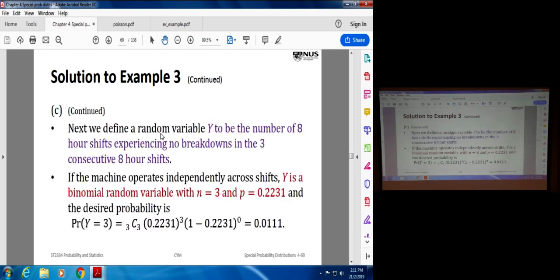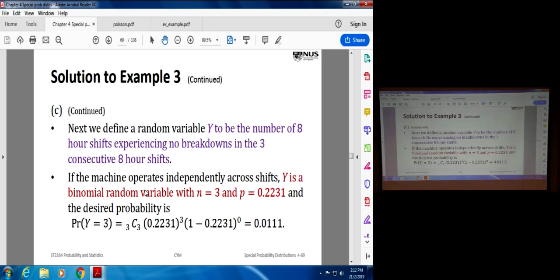You can define a random variable y to be the number of 8-hour shifts experiencing no breakdowns in the 3 consecutive 8-hour shifts. This is basically going to be 3 Bernoulli trials, and they're independent and identically distributed. The first one, you have an 8-hour shift, you either have a breakdown or you don't. The second one, independently, under our assumption, you have a breakdown or you don't, and so on until the third one.